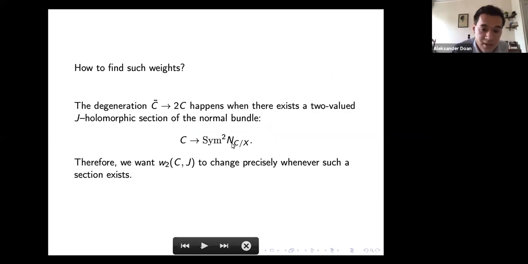So suppose that we are in this situation, then very much as what was already talked about, when such a degeneration happens, you can start rescaling in the normal direction of this curve C, and you will see that there is a two-valued J-holomorphic section of the normal bundle. Here I write it as a map to the symmetric product. That means that over each point in C, I have two vectors in the normal bundle. And these vectors remember the directions where C tilde came from.